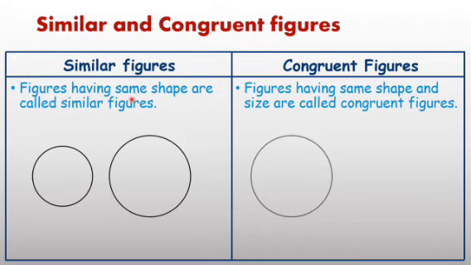In other words, you can say there are two circles. Their shape is the same but radius is different. Two circles are always known as similar figures or similar circles. But if the radius of both circles is the same, then you can say they are congruent. Also you know that congruent circles are also similar circles, because in similar circles their shape is the same.